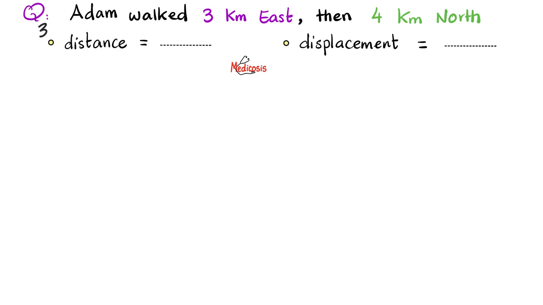Question number 3. Adam again walked 3 kilometers east, then 4 kilometers north. Please calculate the total distance and the net displacement. Pause and try to answer this yourself. So how do we do it? Adam walked 3 kilometers east like this, and then after this, 4 kilometers north.